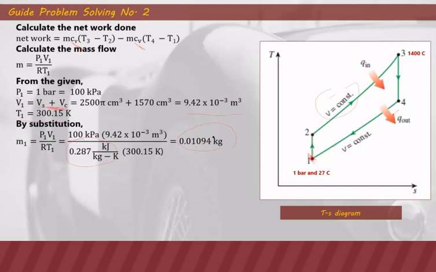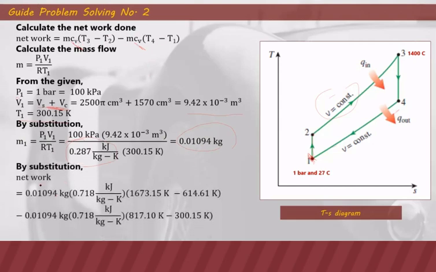Since we already have the mass, and we also know that CV for air is 0.718, and since we already know the temperatures, just plug in, then we can get the net work as 4.26 kilojoules. The result is in kilojoules because we can cancel out kilogram as well as Kelvin. So for this cycle, the net work is 4.26 kilojoules.